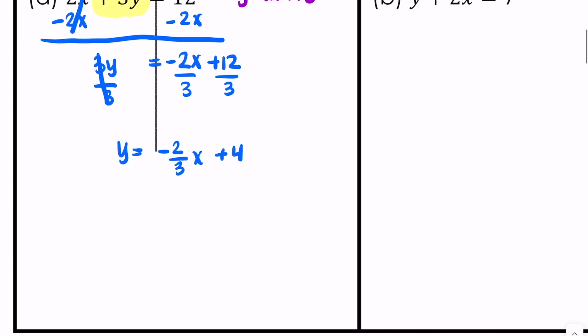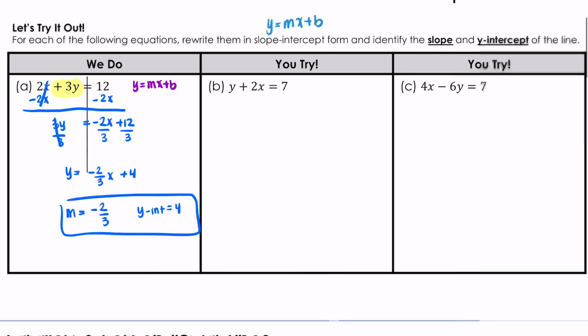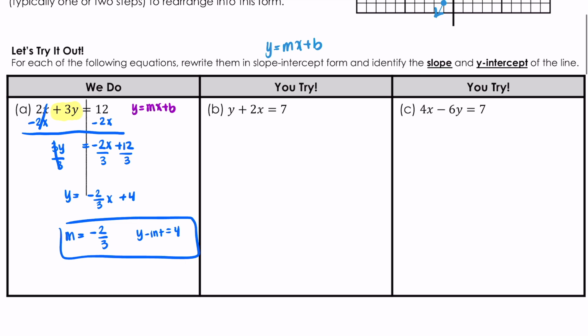Always simplify your fractions. Don't leave that as 12 over 3 because it can be reduced. So now we're going to identify our slope, which is negative 2 over 3, and my y-intercept, which is 4. And that is how to rearrange it. So you should try to do B and C by yourself. But if you want to watch, here's how we do it.